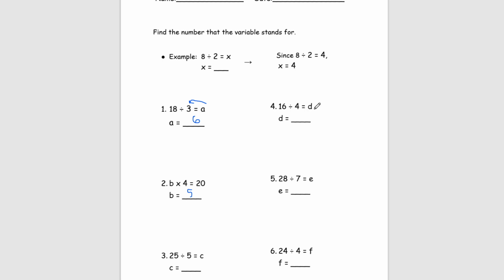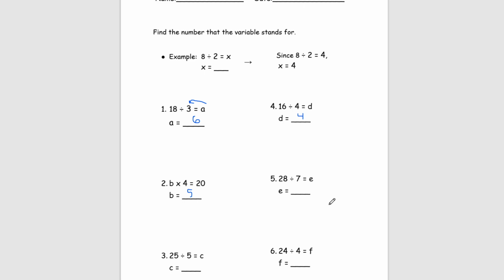For number 4, we have 16 divided by 4 equals d. And just like number 1, it's asking us what d is. So we just need to know what number times 4 equals 16. And we know that 4 times 4 equals 16 because 4 plus 4 plus 4 plus 4 gets us 16. So our answer for number 4 is, well, 4.